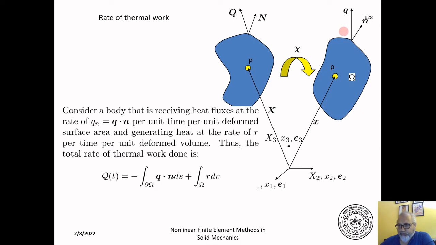So there is heat leaving or entering the system. Q is the heat flux, the outward heat flux. The net heat flux is Q dot N, and that integrated over the boundary of the body gives you the total heat leaving the system. In general, heat entering the system is taken as positive, so this is taken as negative. Net heat leaving the system is taken as negative.